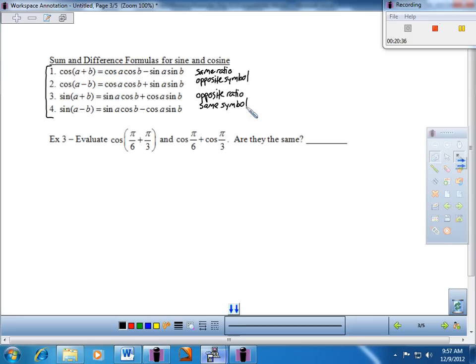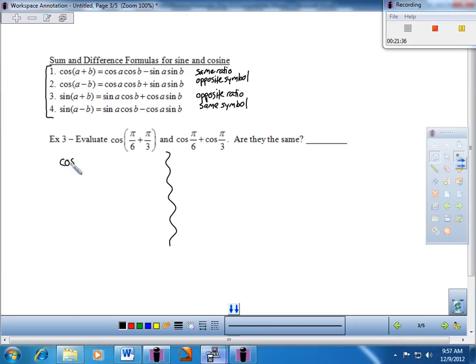So it just says evaluate cosine of pi over 6 plus pi over 3, and then cosine of pi over 6 plus cosine of pi over 3. Are they the same? Now, I believe I've implied the answer to this already. But let's do it. Let's see what happens. In fact, let's just go ahead and draw a little vertical curtain here. And let's do our formula first. This, everybody, I'm hoping you realize, is the sum formula for cosine. Now, I'm actually going to apply the entire formula here, and then I'll show you a slight shortcut to this after the fact.